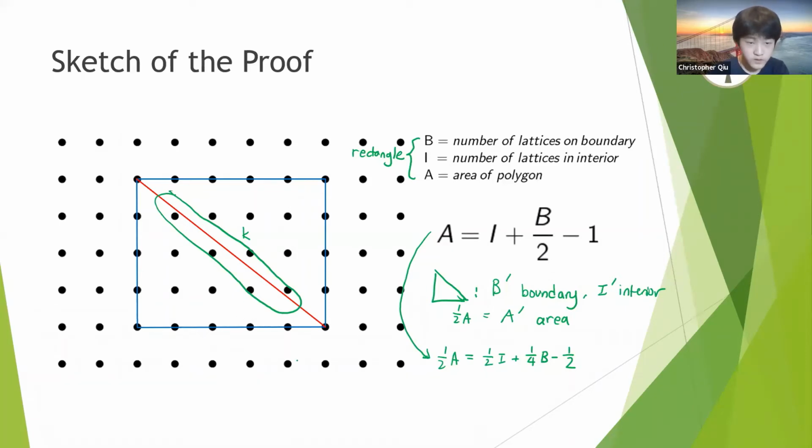So first of all, what does 2I prime count? 2I prime counts the number of interior points in this triangle plus the number of interior points in this triangle. So basically what we're counting is all the interior points except for the interior points that are on the main diagonal, because those count as boundary points for each of these triangles. So 2I prime is equal to I minus k.